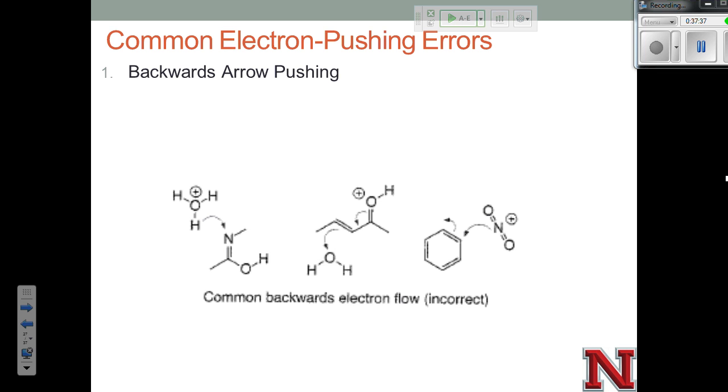This one's pretty straightforward. This is a partial positive hydrogen. It can't give up its electrons. It doesn't have any because it's partial positive. Also, it's a hydrogen. It literally has no electrons because all of its electrons in the shared bond go to the oxygen. There's a couple of things wrong with this.